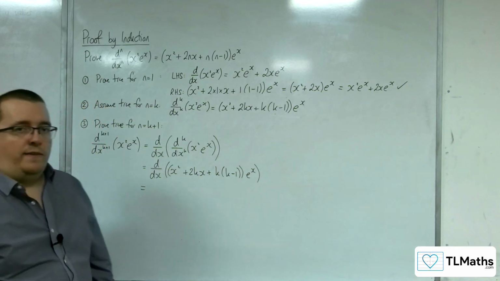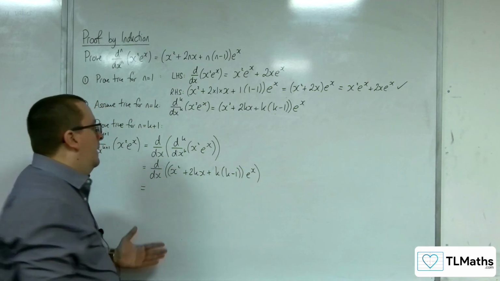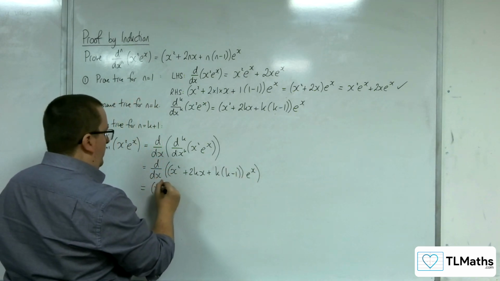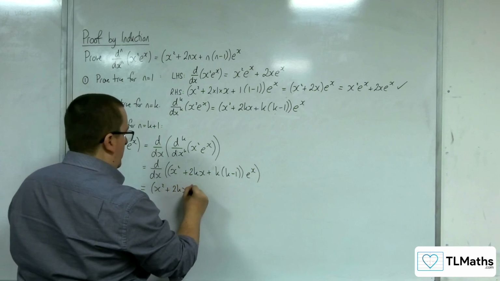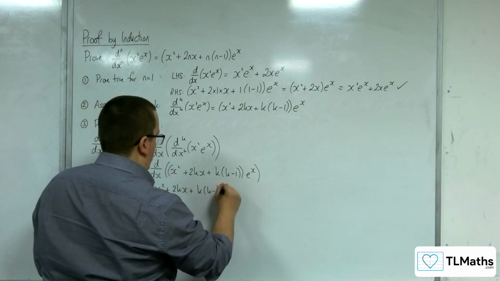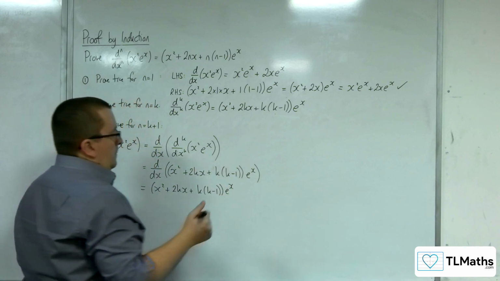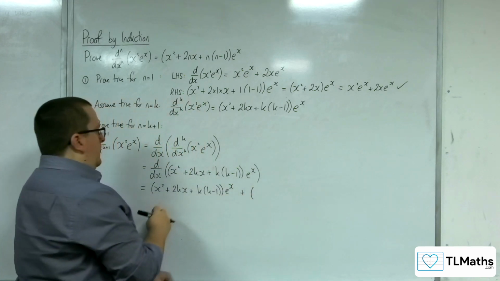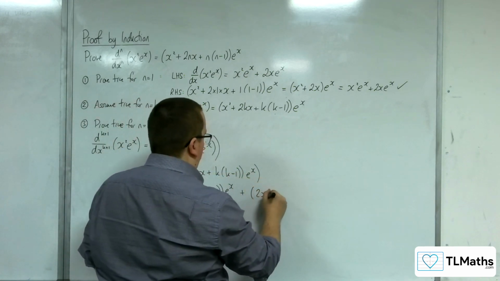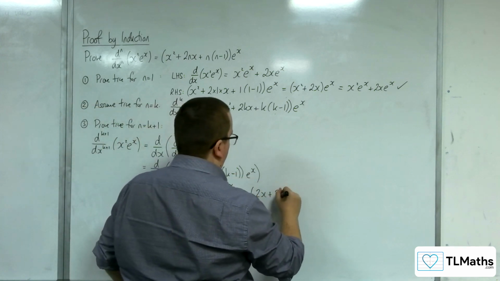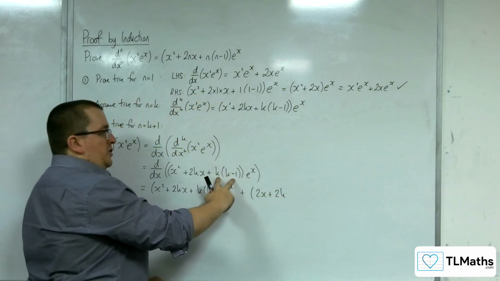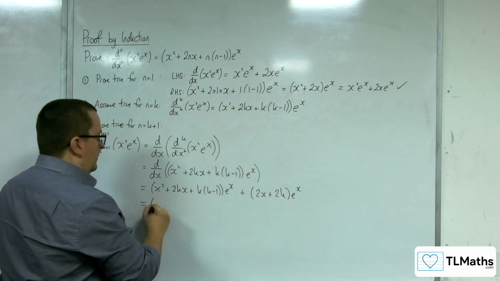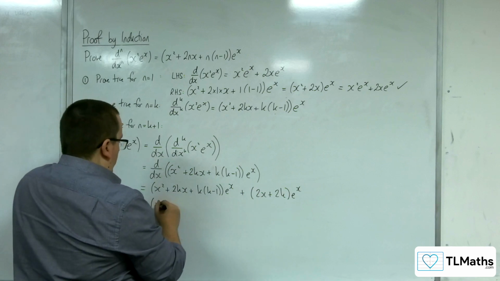So how do I differentiate that? I differentiate that using the product rule. I've got this times this. So we have the first times the derivative of the second, plus the second times the derivative of the first. So the derivative of the bracket will give me 2x plus 2k. And this differentiates to 0 because it's just a constant term. e to the x. So I've got the x squared.